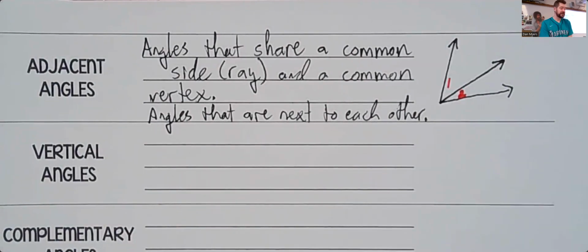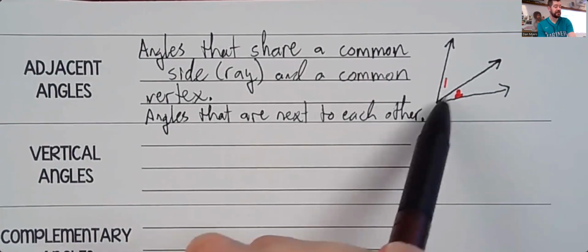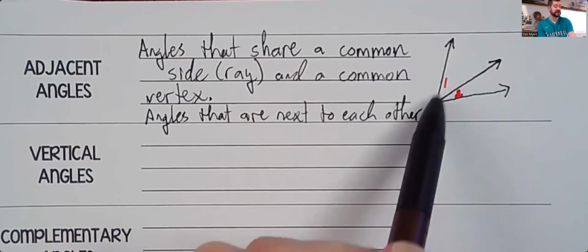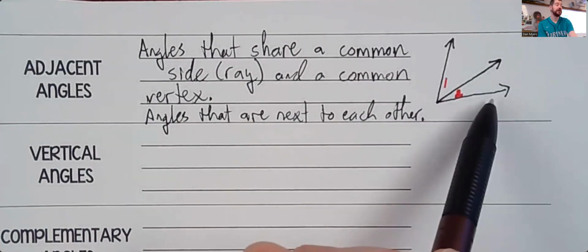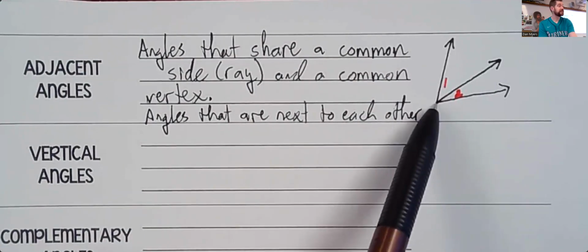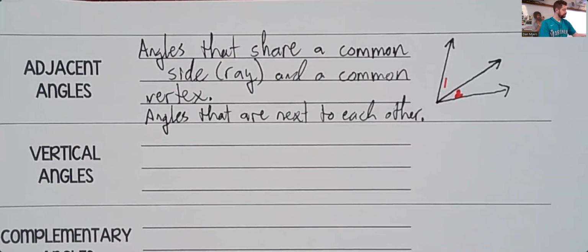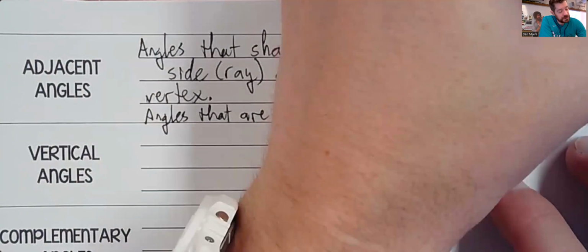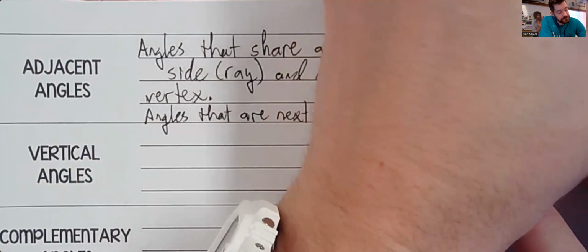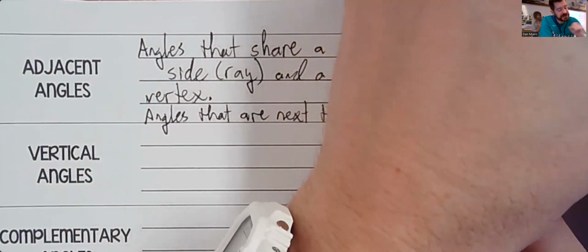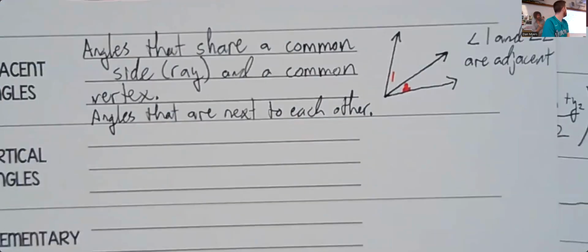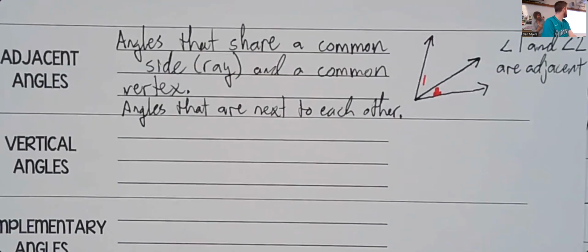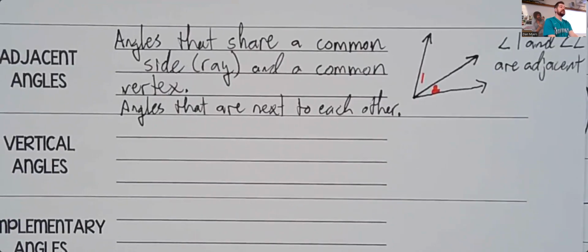These two angles share a common side. The ray that's in the middle is the side that's shared between the two because it's part of angle 1 and it's part of angle 2. And they have the same vertex right down here. So we could say that angle 1 and angle 2 are adjacent. Angle 1 and angle 2 are adjacent. They're right next to each other. That's what that means.